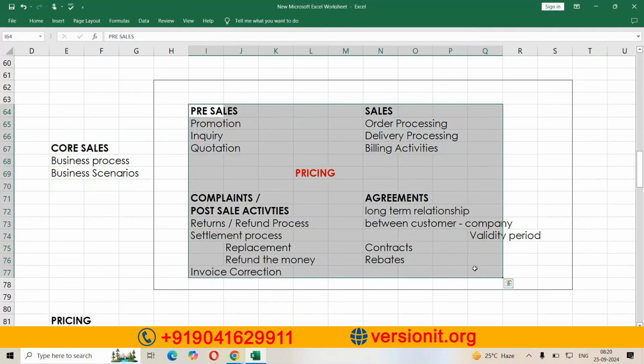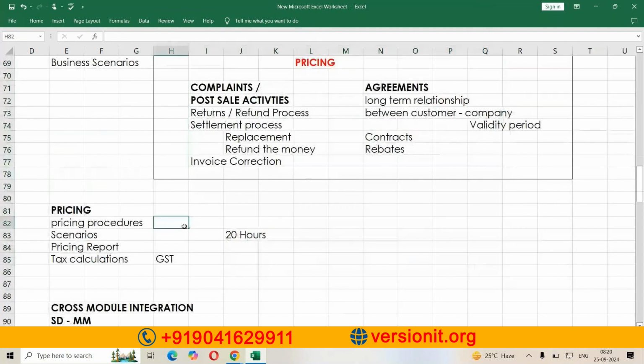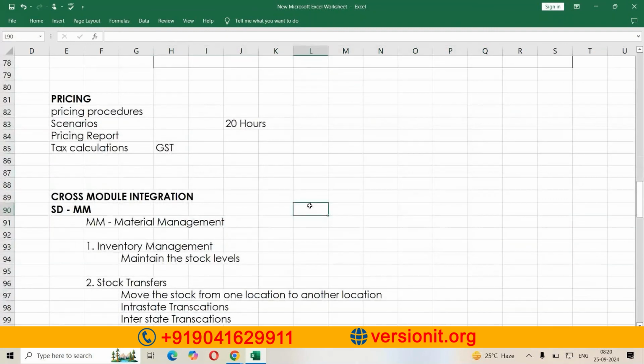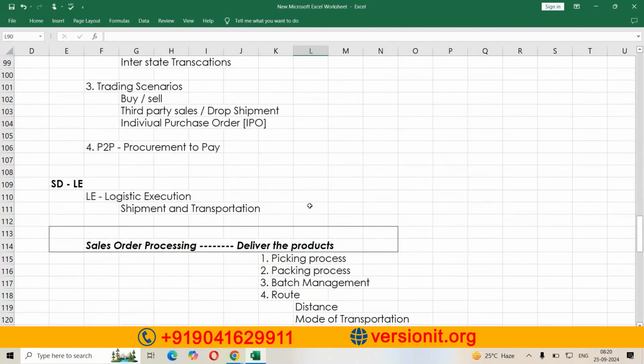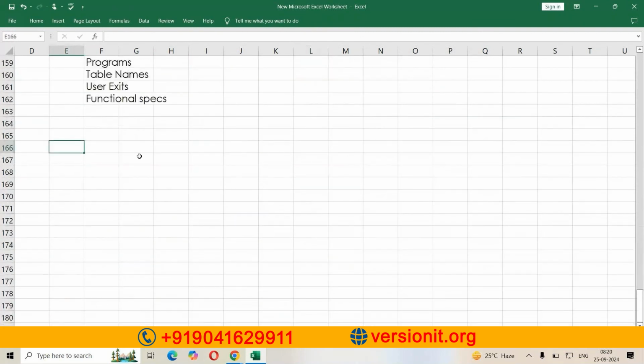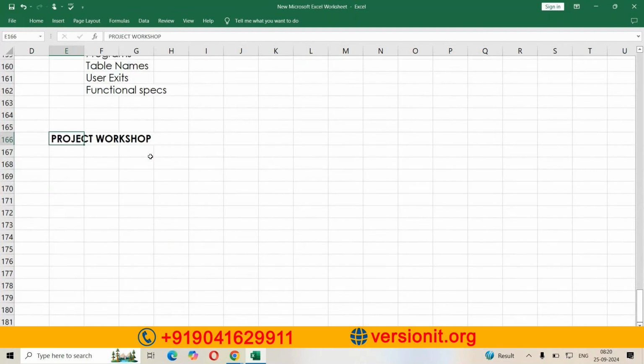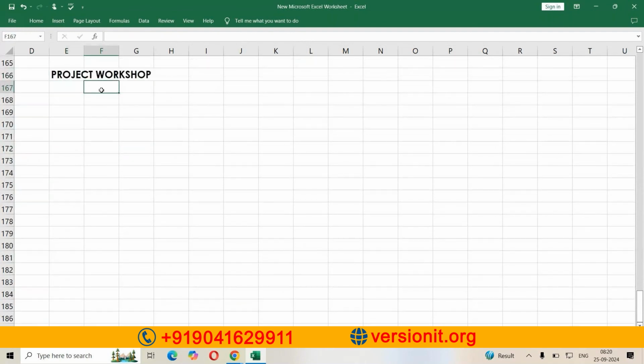Apart from that, pricing functionalities. Apart from that, cross-module integration. And once you have this particular knowledge, then we try to work out with the project workshop. And in this particular project workshop, I'm going to be explaining a lot of things, how to handle the project. So very first thing, we try to learn what is going to be the role of SAP consultant as a part of implementation and support environment.